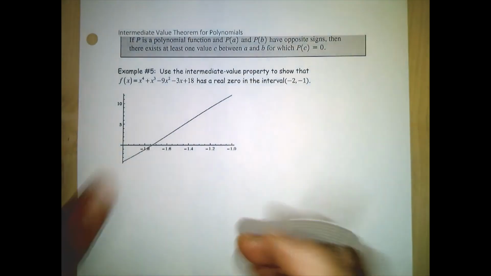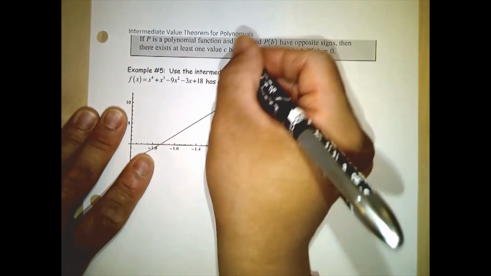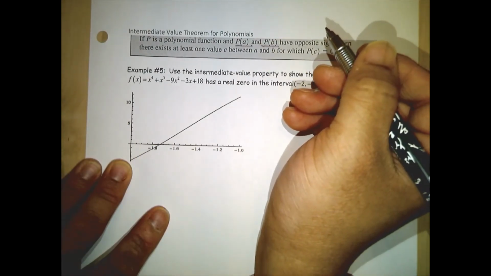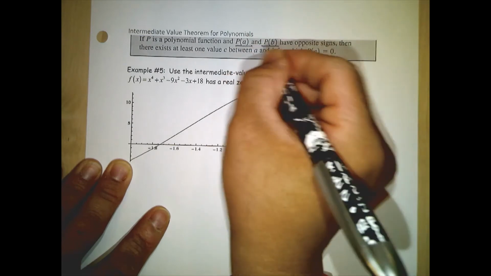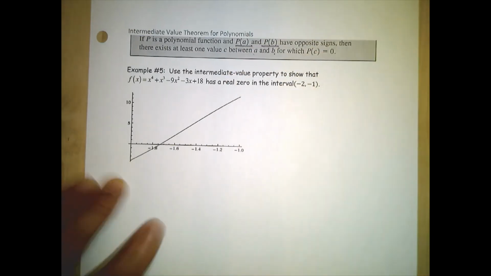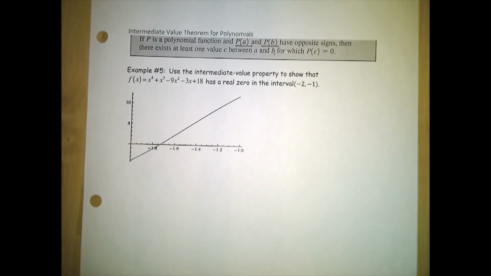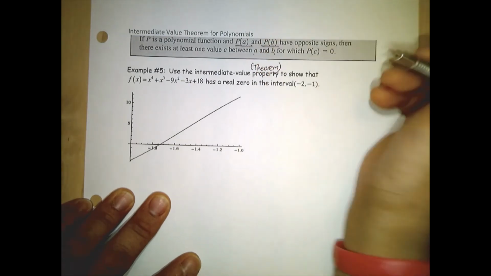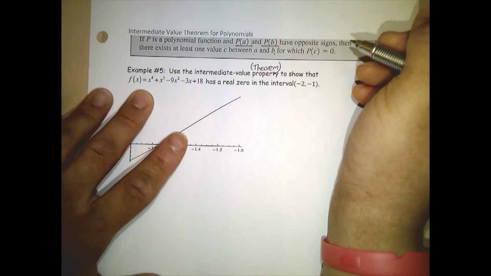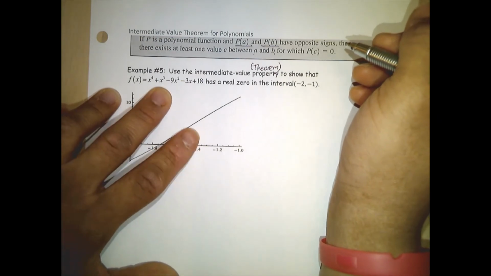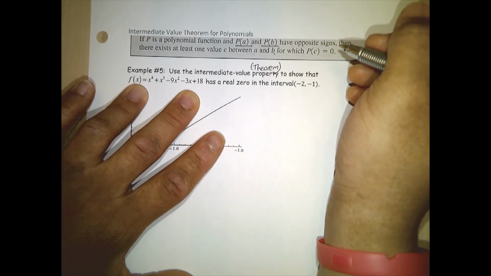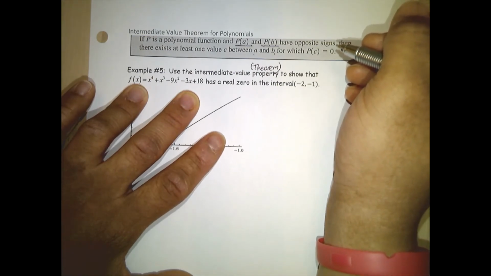Now, the intermediate value theorem for polynomials. If P is a polynomial function and P of A and P of B have opposite signs, then there exists at least one value C between A and B for which P of C is equal to 0. So use the intermediate value theorem for polynomials to show that f of x equals x to the fourth plus x to the third minus 9x squared minus 3x plus 18 has a real 0 in the interval from -2 to -1.